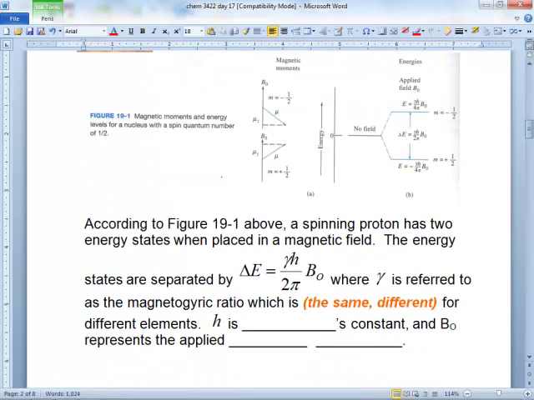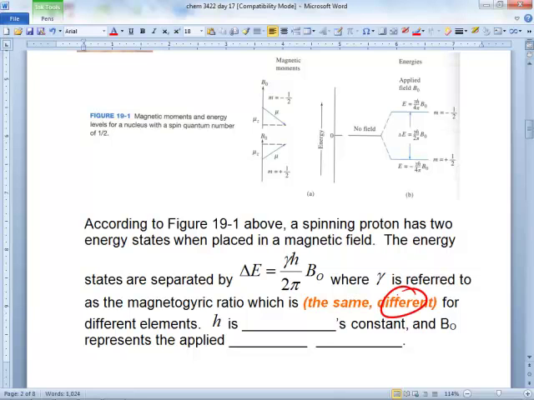Okay, let's take a look at this. According to figure 19-1 above, a spinning proton has two energy states when placed in a magnetic field. The energy states are separated by, here's an equation for it. Gamma is referred to as the magnetogyric ratio. What would you guess? Ashley? Same or different for different elements? Different. Right? Otherwise it wouldn't even be there. Exactly. There's no point for it to be in that equation if it's not different.